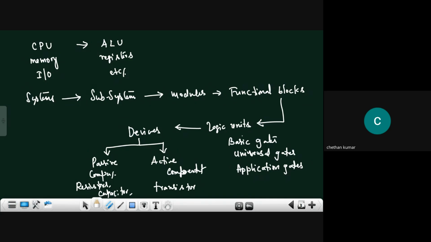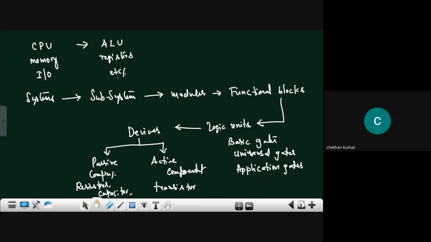So logic units are what? Gates. Using these logic units, you are building the what? Functional blocks. Functional blocks, for example, suppose I'm building a parallel adder using full adders. That is one functional block. Using a functional block, the parallel adder, I can build one module. Using this module, I can build a subsystem, like ALU, registers, etc. Using this subsystem, I can build a system. This is the hierarchical approach.